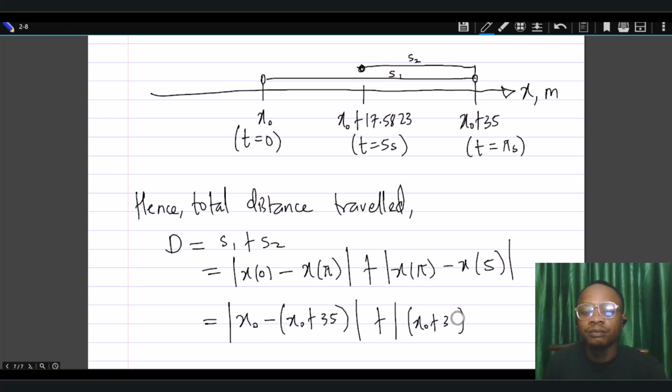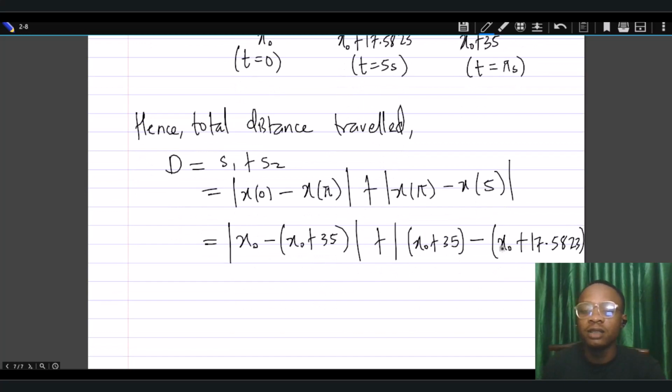Then take the modulus, plus x at pi again, that is x naught plus 35, then minus x at 5. x at 5 is x naught plus 17.5823. Okay, so we're taking the modulus of everything here. Let's write this more compactly. So this is x naught plus 35 minus x naught plus 17.5823. Then we take the modulus.